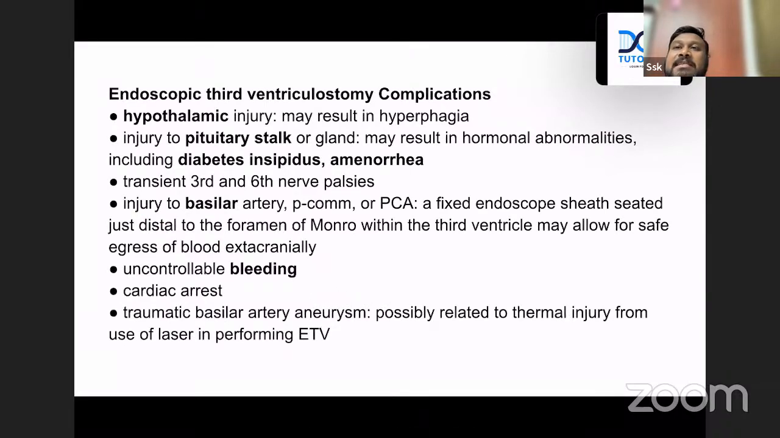This is a very important slide. Hypothalamic injury can result in hyperphagia. Injury to the pituitary stalk can happen, resulting in hormonal abnormalities, including diabetes insipidus and amenorrhea. Transient third cranial nerve or sixth cranial nerve palsies can happen. Injury to the basilar artery, posterior communicating artery, cerebral artery, all of this can happen. Uncontrolled bleeding, cardiac arrest, traumatic basilar artery aneurysms. So all these are important complications that can happen with ETV, so you have to be aware of them.